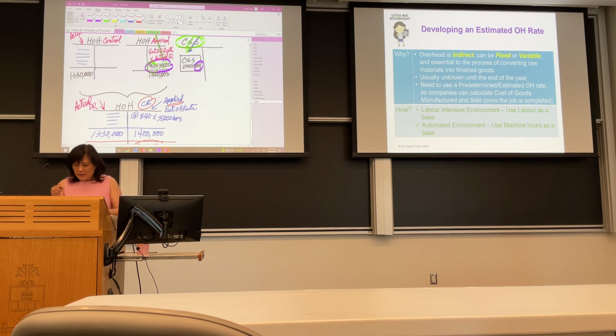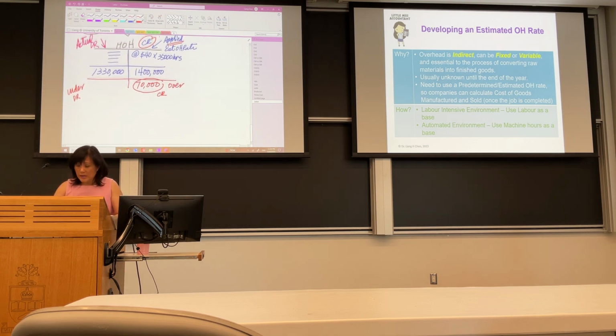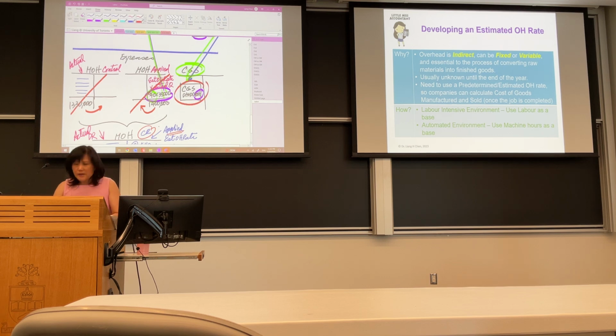Because I have to cancel this account, I have to credit. Actual is always a debit balance, so when you credit it, you cancel it out. The applied is always on the credit side, so when you want to cancel it, you have to debit it. So I'm going to show you how to do this. Everything is going to be adjusted in cost of goods sold.